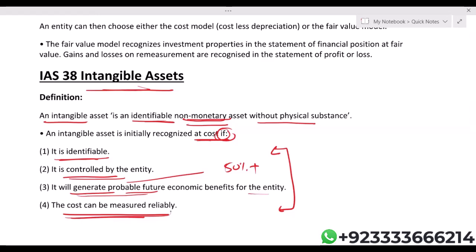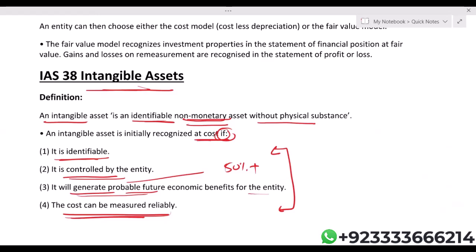The revaluation model is only available when there is an active market for your intangible asset. Only then you can go for the revaluation model. And normally, according to IAS 38, the intangible assets which organizations have normally do not have an active market. So that is why, most of the time, the suitable model is the cost model.